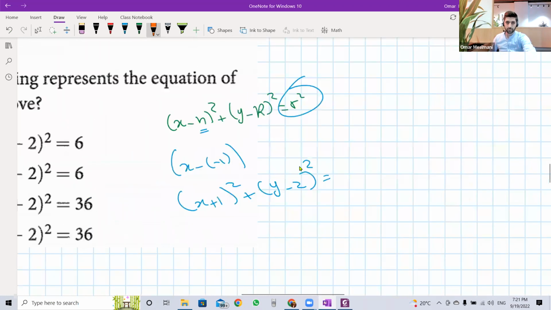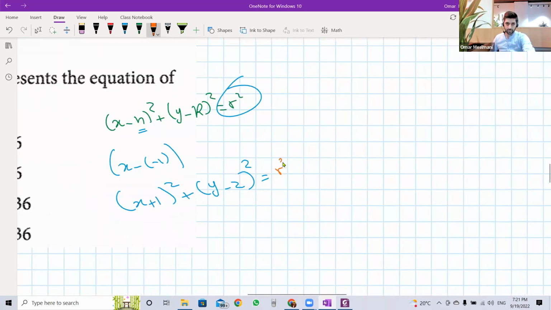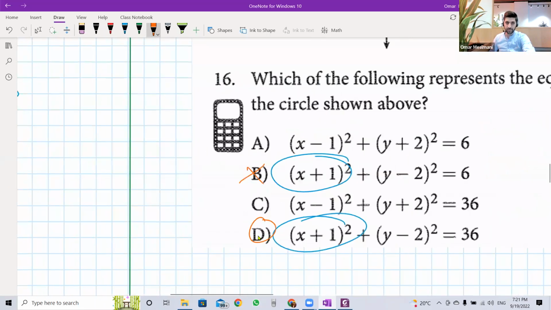So the r. Repeat what you said was a mistake. Yes. So here r squared is going to be 6 squared, and that's going to be 36, not 6. Careful, that's a trap. Okay, that's a trap.